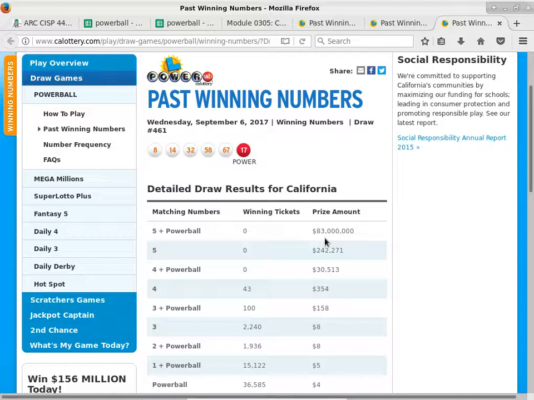So when nobody wins the jackpot for a long time, the jackpot gets higher and higher, and then suddenly you have a whole bunch of people trying to buy tickets. Now you have multiple jackpot winners, and it has to take a long time to ramp up again.